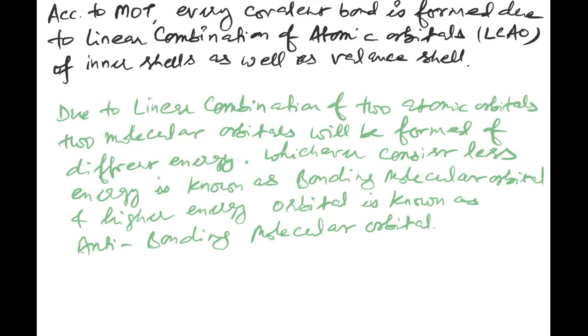So it is something very similar to hybridization, which is the concept of intermixing of atomic orbitals to form a new set of orbitals. Here, they are known as molecular orbitals. Due to linear combination of two atomic orbitals, two molecular orbitals will be formed of different energy. Whichever consists of higher energy is known as the anti-bonding molecular orbital, and the low energy orbital is known as the bonding molecular orbital.